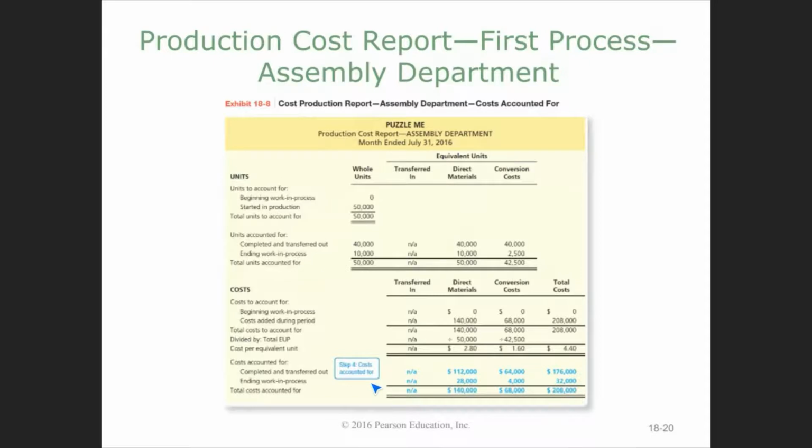And so with step 4, what we're going to do is they're telling us we have completed and transferred out 112,000 in direct materials. And we have an ending work in process of $28,000. We're going to add those together, and that's going to give us the total cost accounted for of $140,000. And we'll do the same thing for our conversion cost. And again, we'll add these together down here to come up with the $208,000.